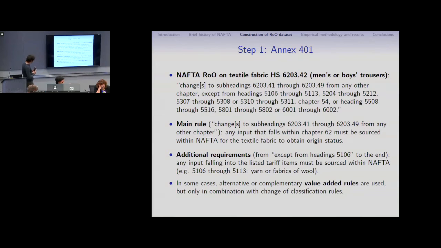As I was mentioning before, in some cases there are going to be either alternative or complementary value-added rules. We're going to abstract from the complementary value-added rules, which in principle are on top of the change in tariff classification. We're going to take care of the alternative value-added rules when running our regressions. I'm going to be much more precise about it in a second.